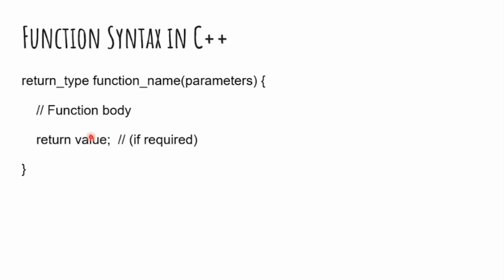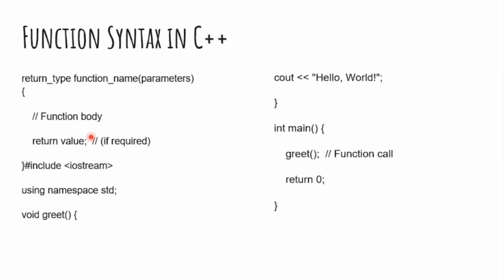This is the syntax of a function, the whole code of a function. First of all, in the code we declare the function before the main function. The main function, as I told you earlier, is where our main logic of code goes.